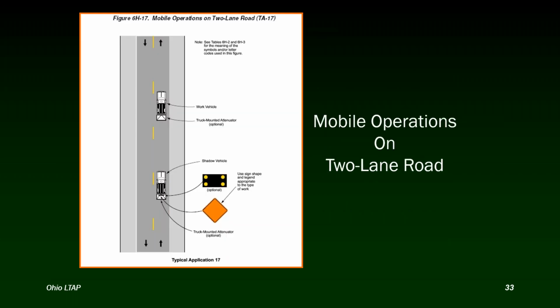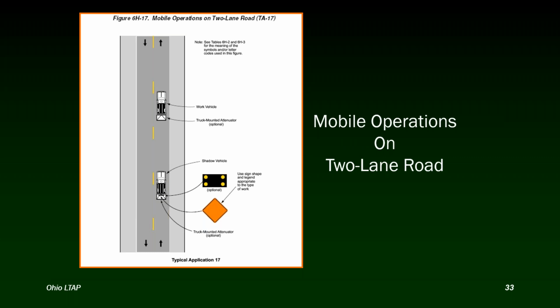So there are several different typical applications devoted to mobile operations, and they're all tied to where you are in the right of way. So if you're blocking a lane on a 2-lane roadway, then the typical application that you're going to use is typical application number 17. And so here's the picture of TA-17. As you can see, you've got your work vehicle and a shadow vehicle, and then you have some other things that are called out as optional.